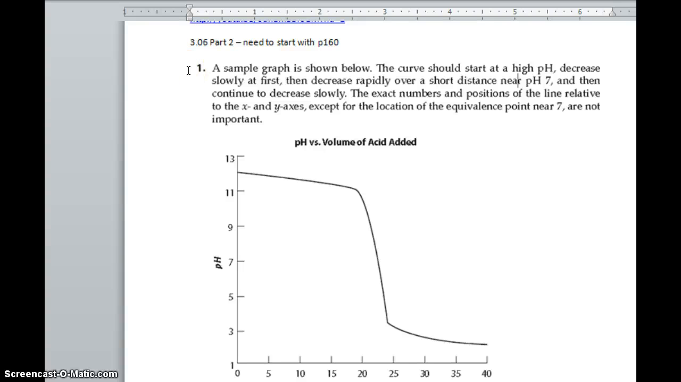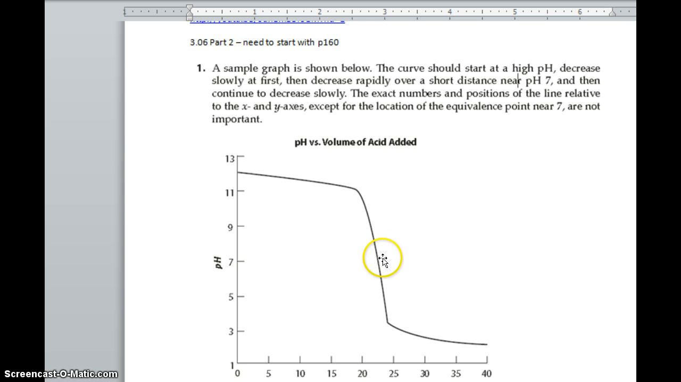A sample graph is shown below. The curve should start at a high pH because it was a base, and decrease slowly at first. So if you started yours at like 13 or 14, that's fine. You're more looking for the pattern. Did you start up here at a high pH? Go down slowly, slowly, and then all of a sudden, boom, decrease rapidly over a short distance. So a nice, very negative slope.